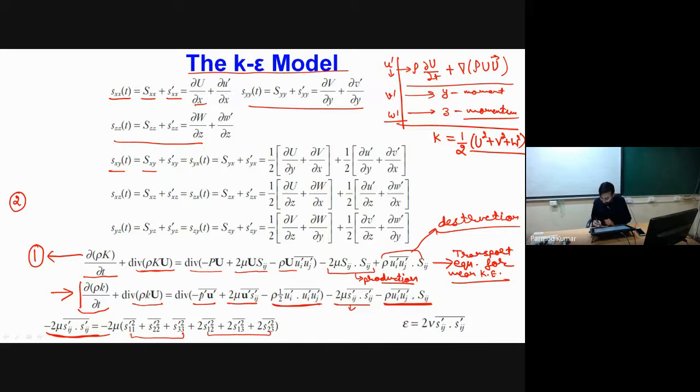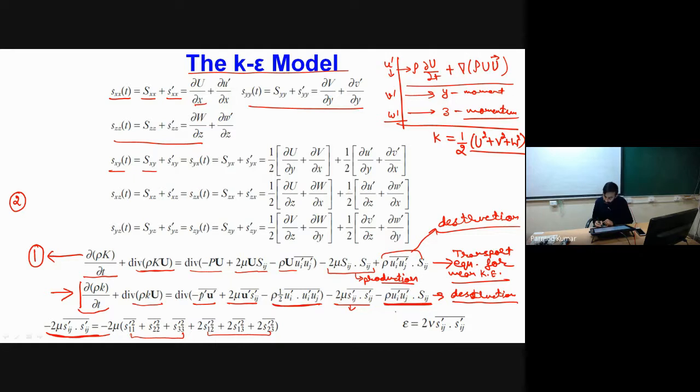Then if we talk about this last term, as I told you, it represents the destruction of our quantity, and this destruction is on a per unit volume basis, because this equation is on a per unit volume basis.